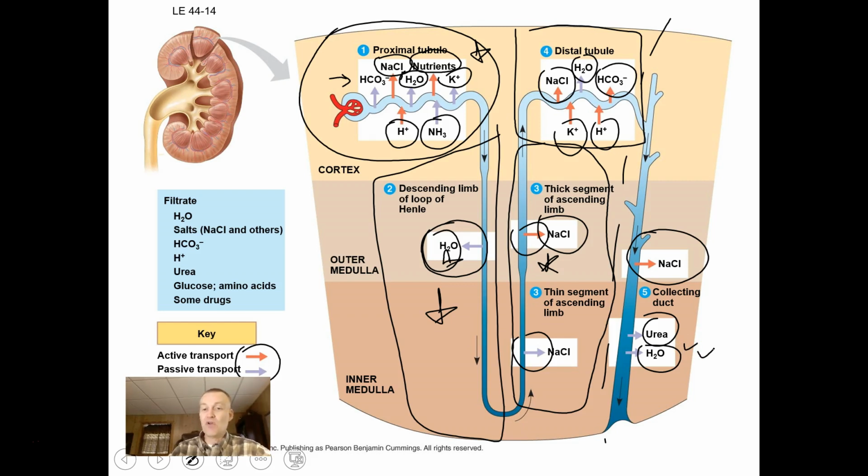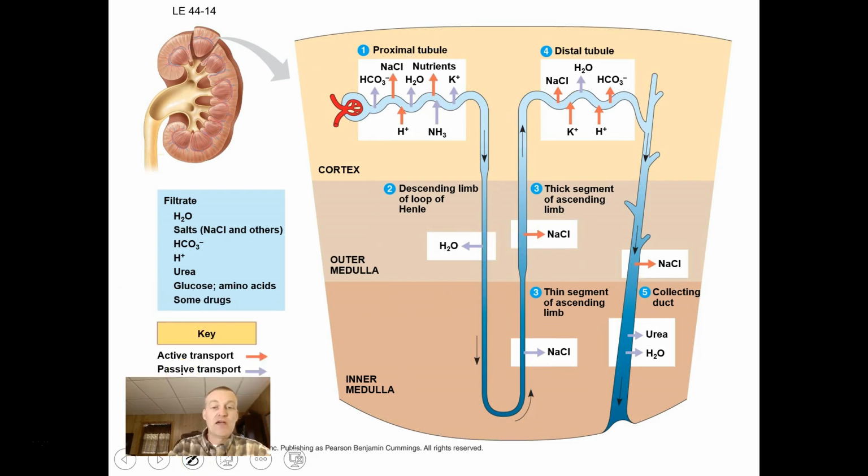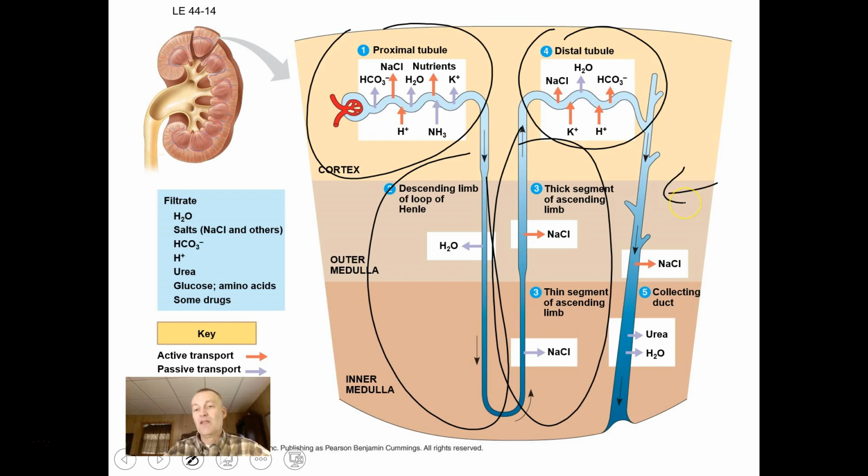Okay, so definitely want to go back and look at that and maybe even review that. That's really important to know each of the different steps. The proximal convoluted tubule, descending loop, ascending loop, distal convoluted tubule, and then each thing that it's responsible for doing. And then also the collecting duct.